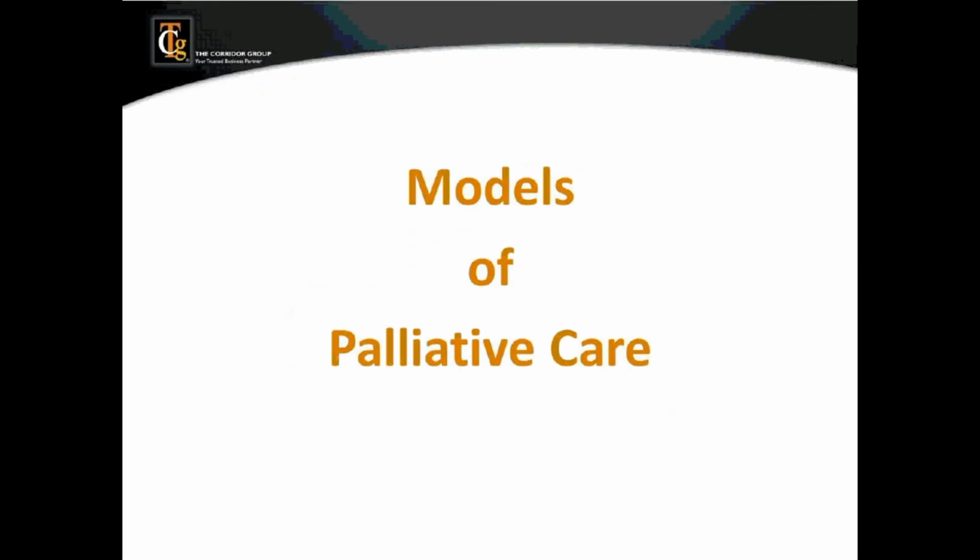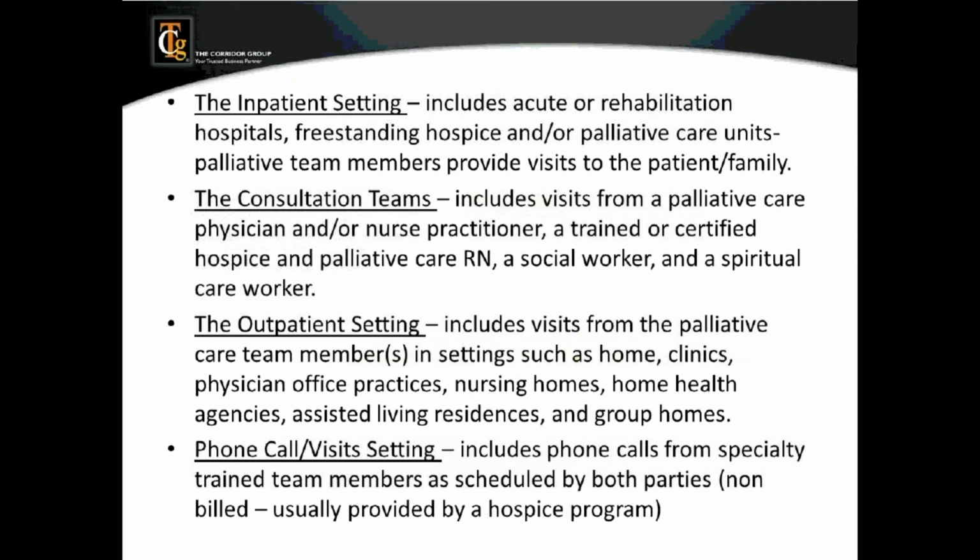Models of palliative care. So we want to talk about the different models of palliative care across the United States. There are inpatient units, and that's the inpatient setting. These include an acute or rehab hospital, freestanding hospices, and palliative care units. Palliative care team members provide visits to patients and families. That's actual face-to-face visits in these settings.